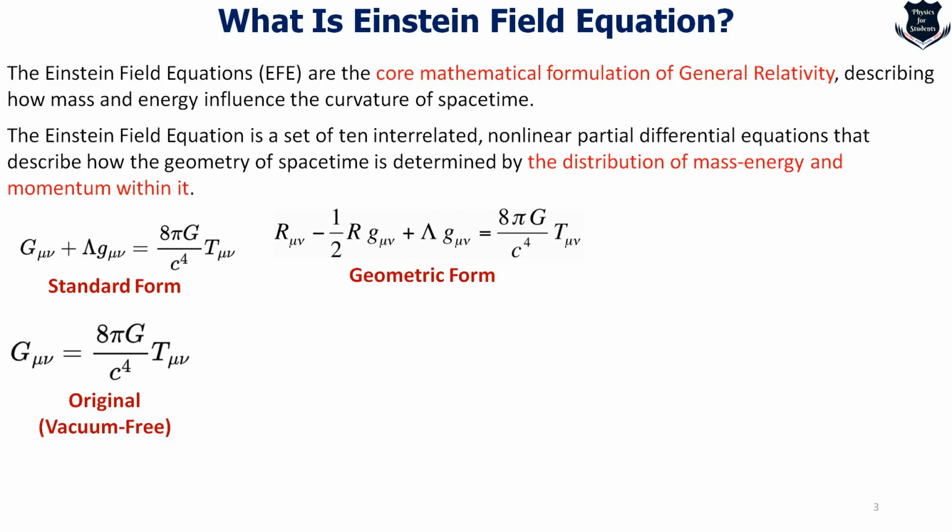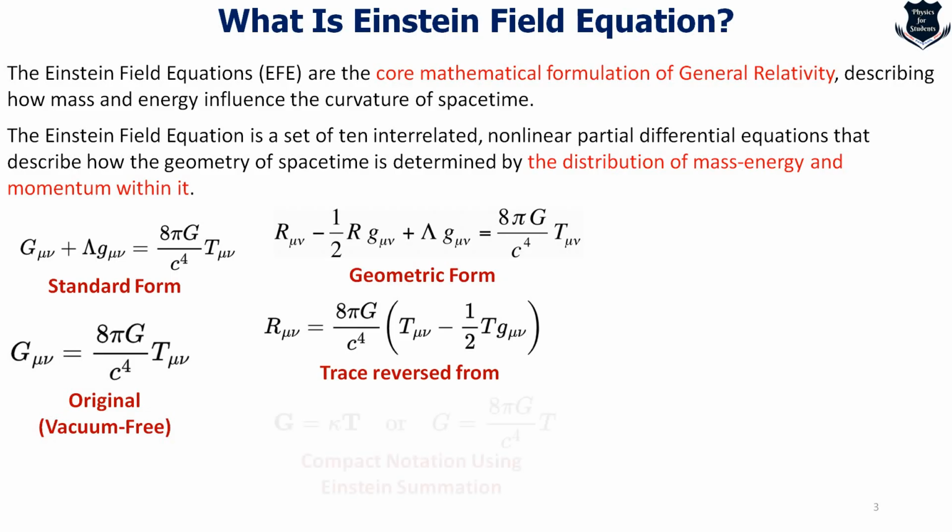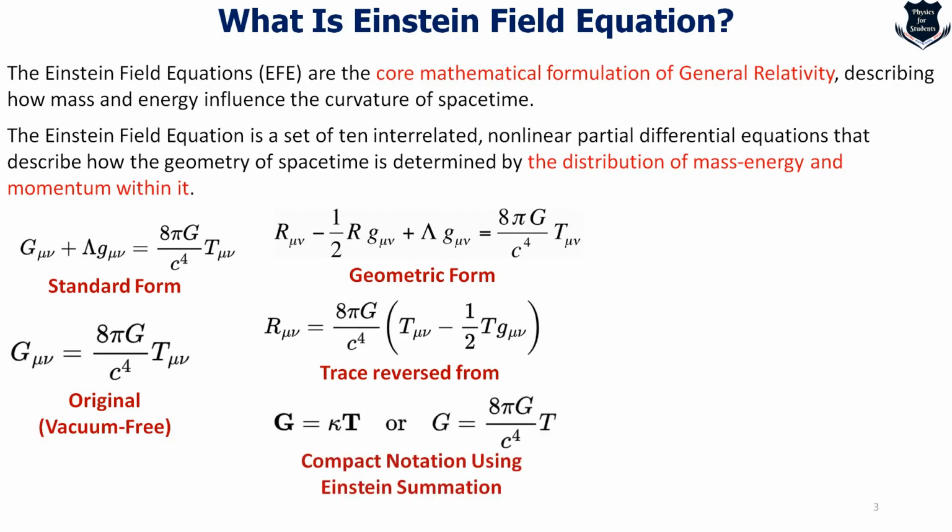Then we get a geometric form of Einstein field equation, and in this video we will look at this form because it is quite easy to deal with the mathematics. Then comes what is called the trace reverse form. This is useful in linearized gravity or weak field approximation, and this form avoids using the Einstein tensor and directly expresses it as R mu nu. Then we get a compact notation using Einstein's summation, a shorthand used mostly in the equations of theoretical physics. So all this, 1, 2, 3, 4, 5, and maybe there are other forms of Einstein field equations.